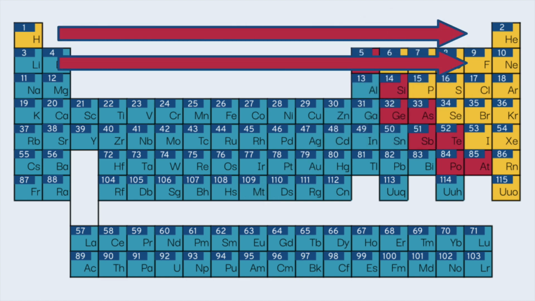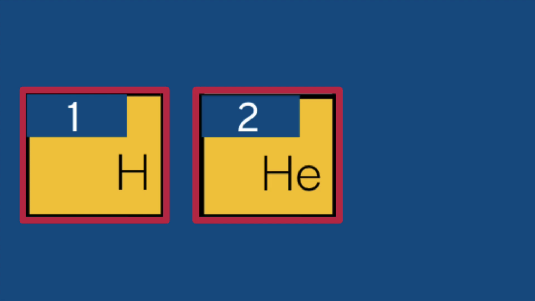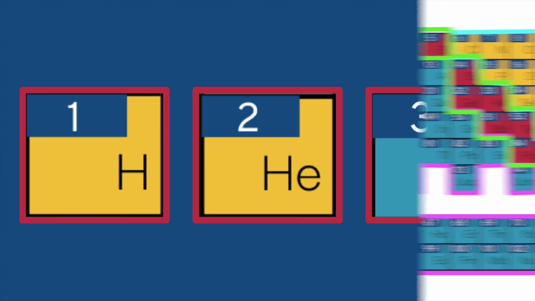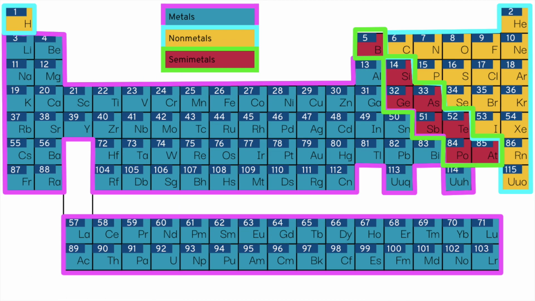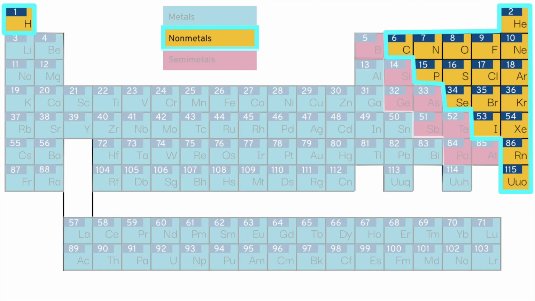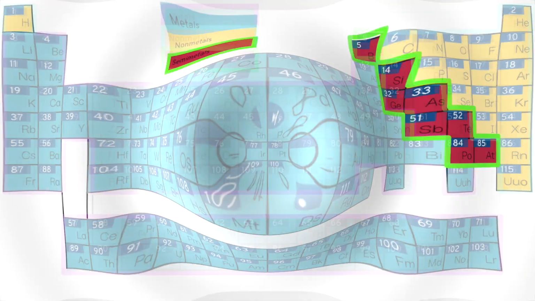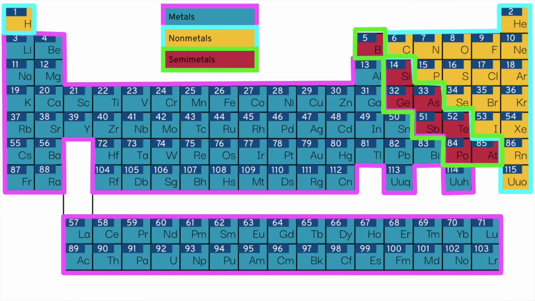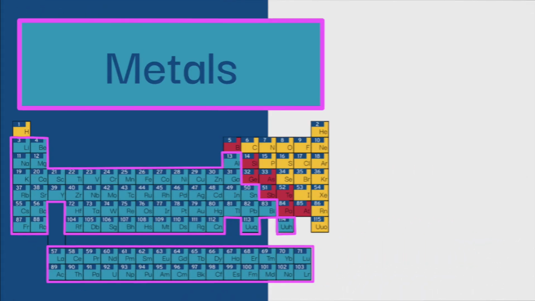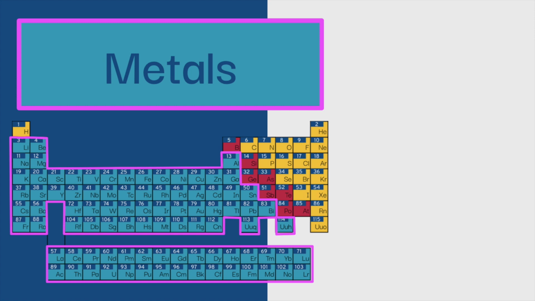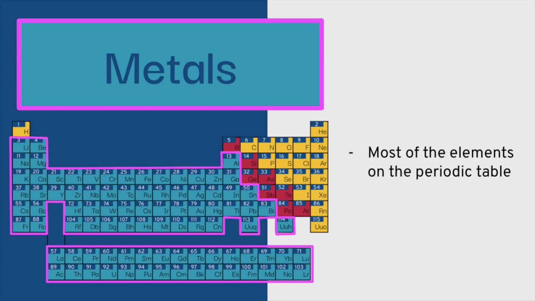First, we can see that when we read in rows from left to right, the atomic number counts steadily up by increments of 1. Second, the periodic table can be broken down into three basic segments: metals, nonmetals, and semi-metals. All elements can be put into one of these three categories. Metals are the elements on the periodic table shown in turquoise.